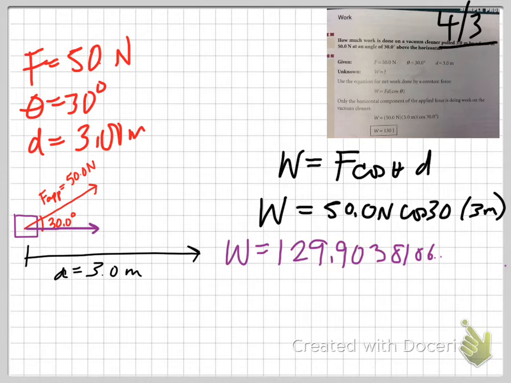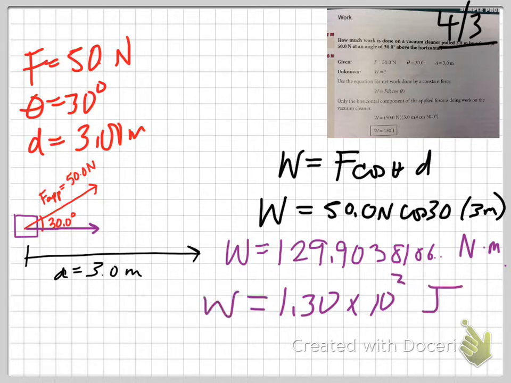Well, it looks to me like Newton meters, doesn't it? Interesting. We'll just leave that right there for now, because we're going to talk about that in a second. Well, it turns out there's a special unit that's composed of a Newton meter, and that's a joule. So work is done in joules. Energy is also measured in joules. So if we sig fig this, and I think we have 3 sig figs, we get 1.30 times 10 to the second joules of work being done on the vacuum cleaner.